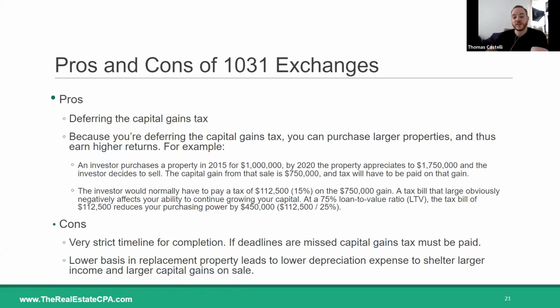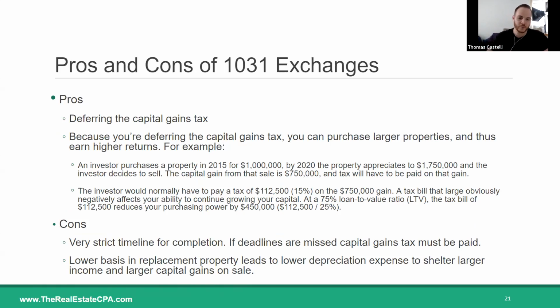Pros and cons of using 1031 exchanges. The pros are you're deferring the capital gains tax, which again, deferring it means you have more money to invest today. And because you're deferring the capital gains tax and you're purchasing larger properties, you're getting higher returns.